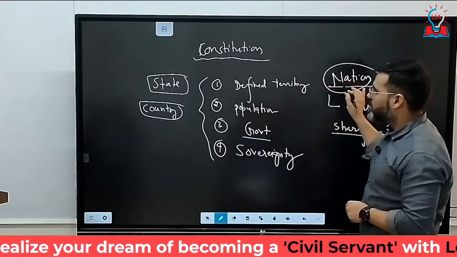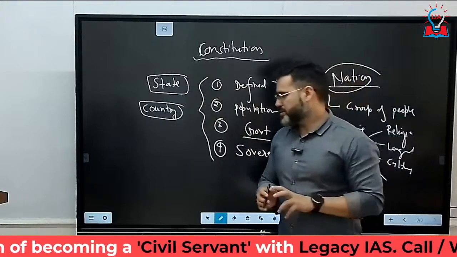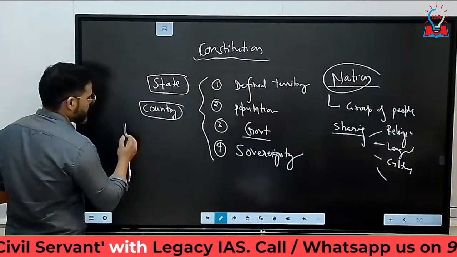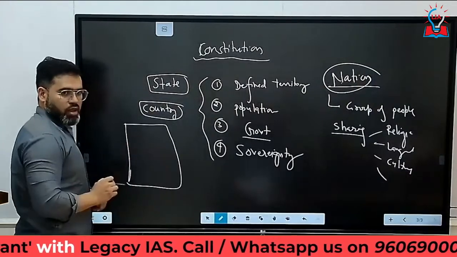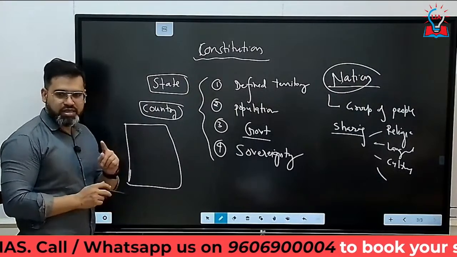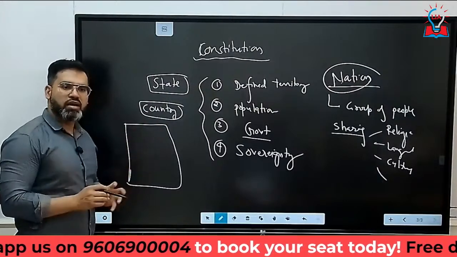So first nation will come, then it will be the state, correct? Next, is it also possible in one state, like this is one state, that multiple nations are possible or not? In one state multiple nations are possible. This is one state, like India.